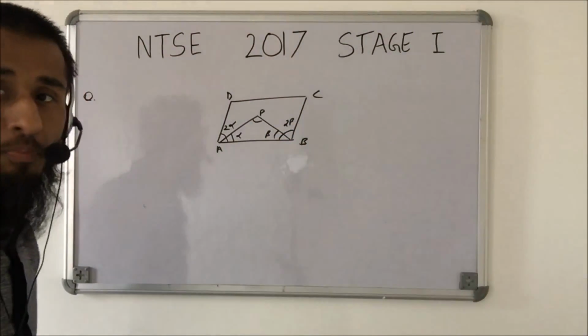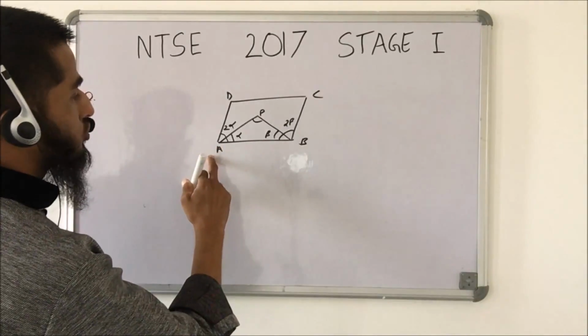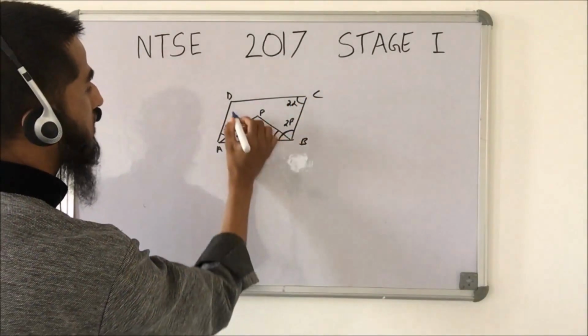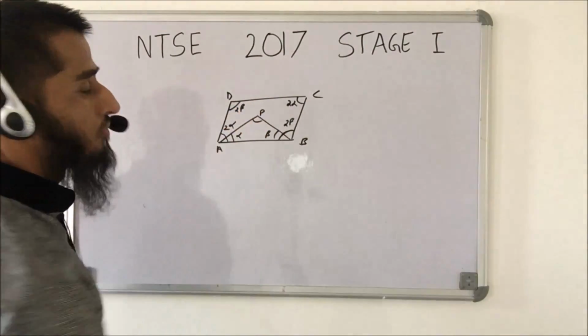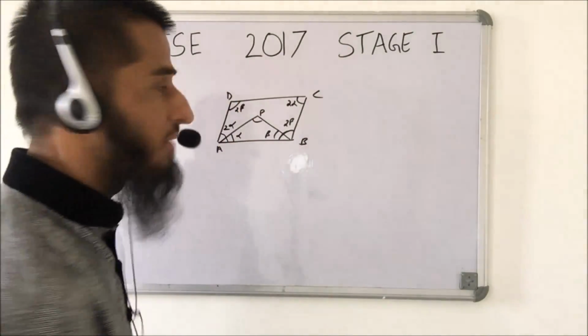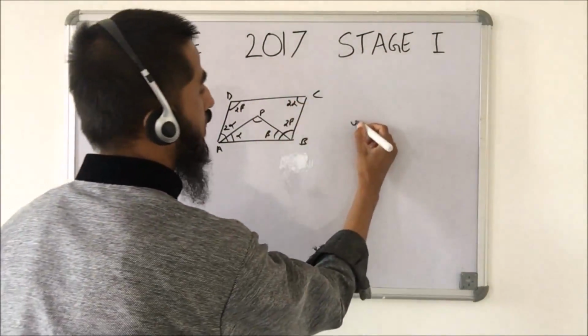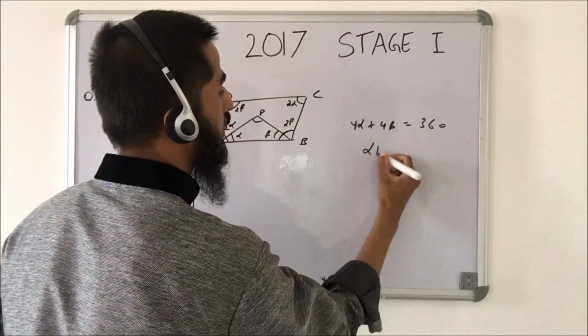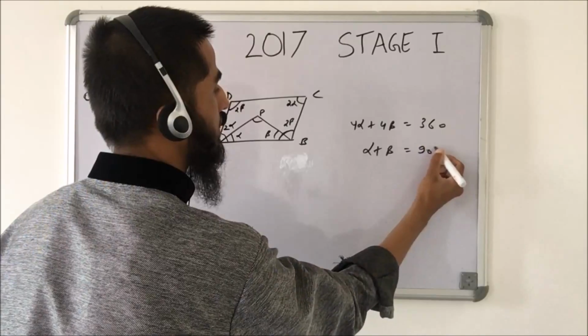Now we apply the properties of the parallelogram, that this angle should be equal to this angle. So this also becomes 2 alpha, and if this is 2 beta, then this also becomes 2 beta. Now the sum of the angles is 360 degrees. So 2 alpha plus 2 alpha, 4 alpha, plus 4 beta is 360. It means alpha plus beta becomes 90 degrees.